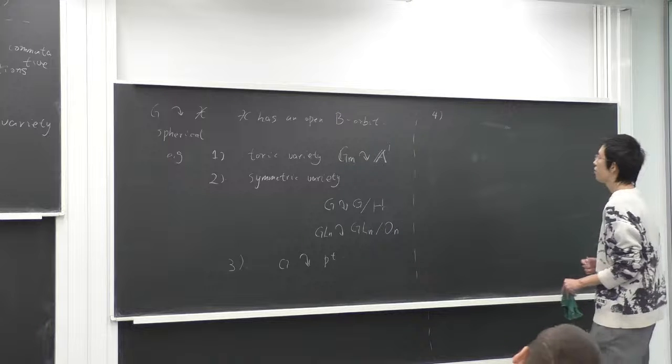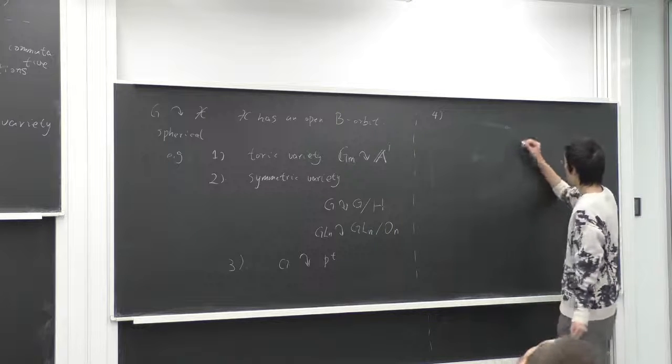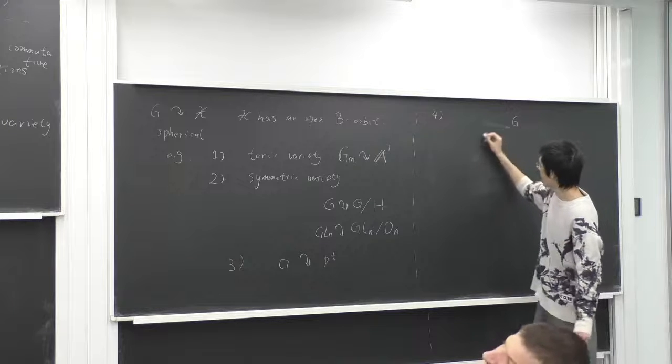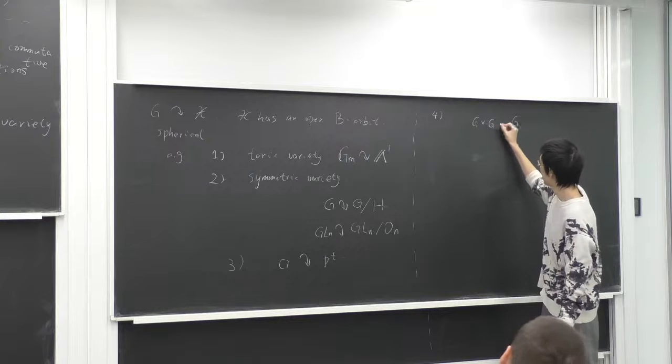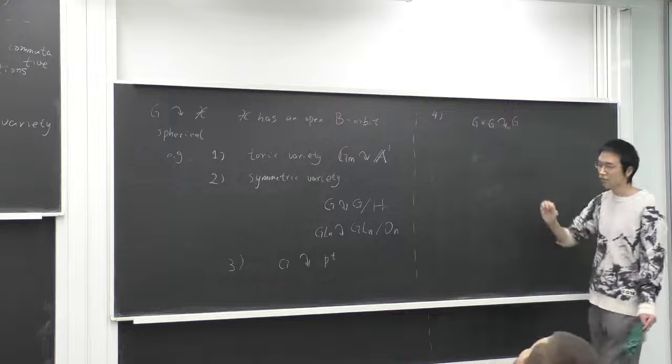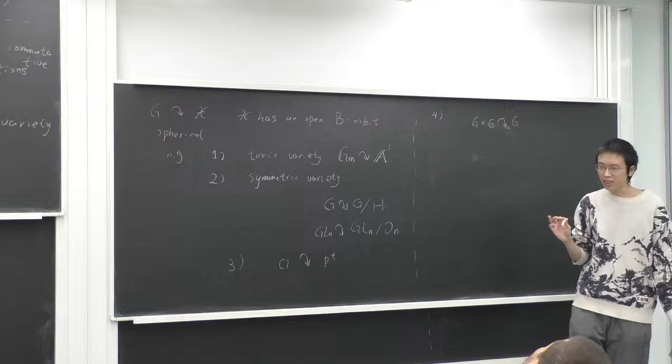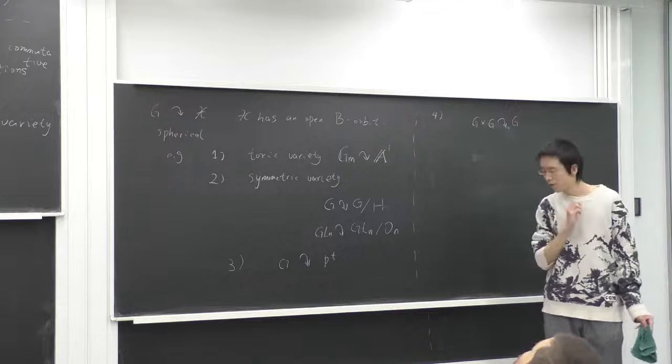Yeah, and also you can consider a group. I mean, for any group G, you consider the action of G times G on it. One acts from the left and another from the right. And through this way, you can regard G as a G times G spherical variety.